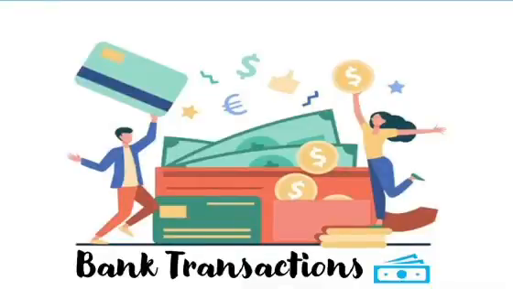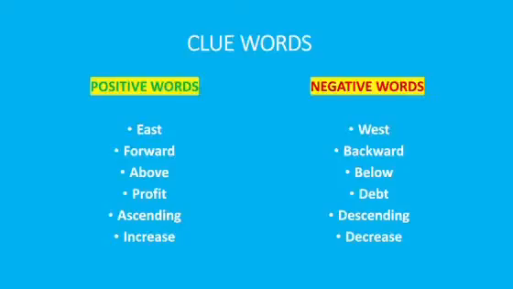Yes, you're right, Vito. So before we start, what are the clue words to be seen in the word problem? Okay, the words east, forward, above, profit, ascending, and increase are what we call positive words. For negative, we have west, backward, below, gap, descending, and decrease. And those are some clues or keywords to be found in a word problem.